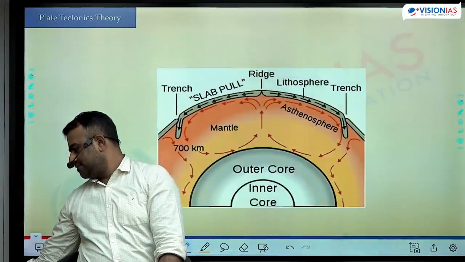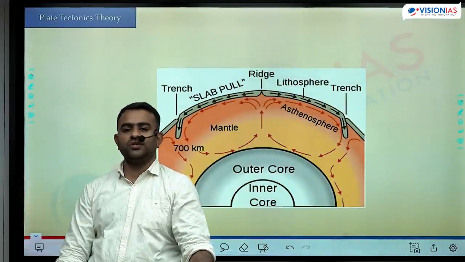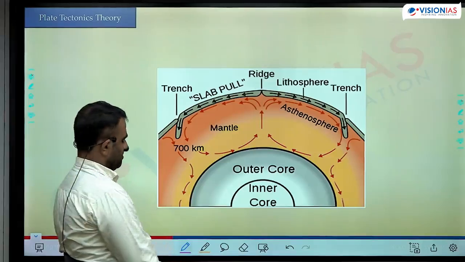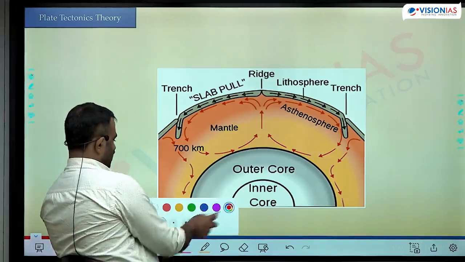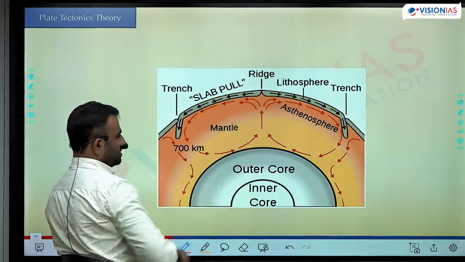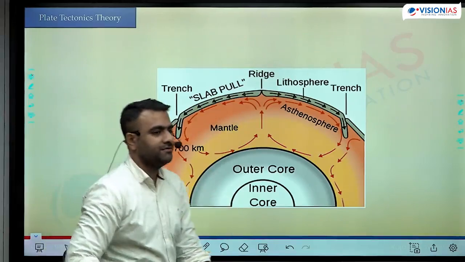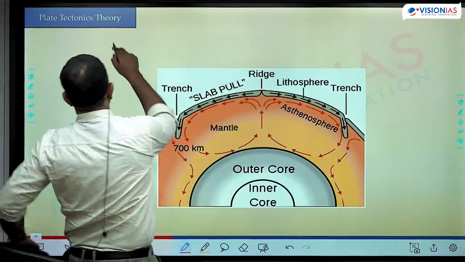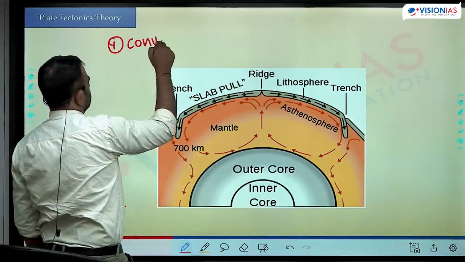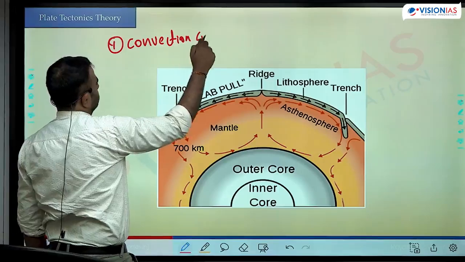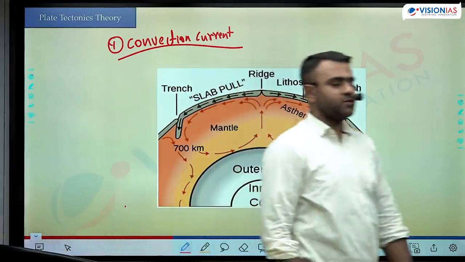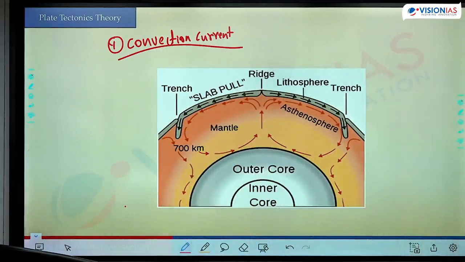Now, what are the causes of plate motion? Overall, what is causing the plate motion? Endogenetic energy, energy from the Earth's interior. But that comes out in different forms. There are 5 major causes of plate motion. Number 1, convection current. The convection current theory was proposed by Arthur Holmes. Arthur Holmes gave this idea of convection currents.